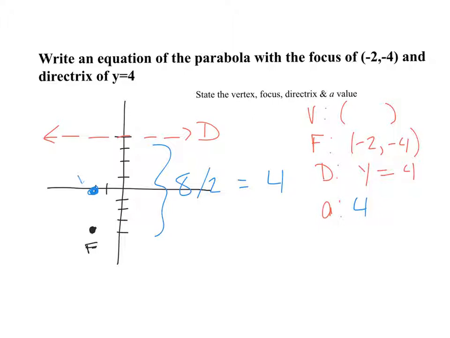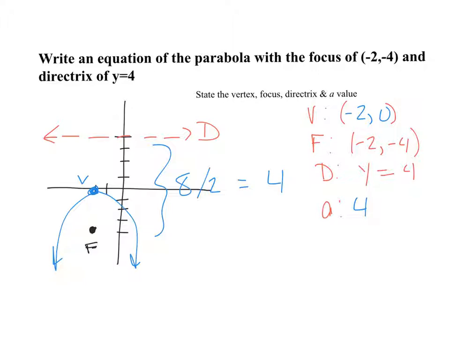And also, just a side note, your vertex is always the same alignment as your focus. I'm going to hug my focus, so I have a downward opening parabola. The coordinates of my vertex are -2, 0. And now that I have all this information, I can now create the equation of my parabola.